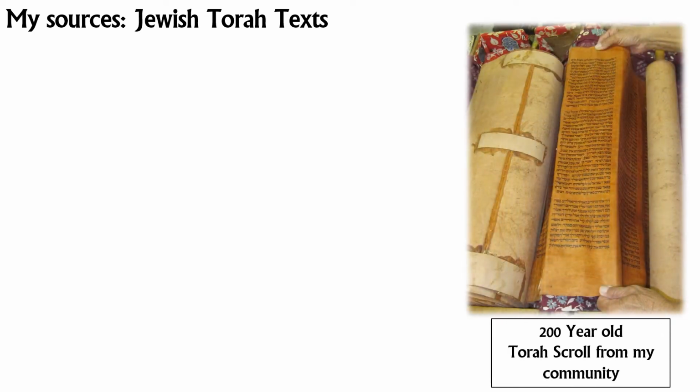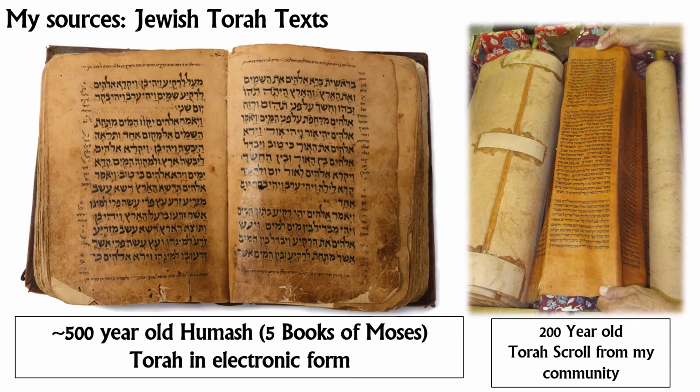One of those sources is that in my community, we have a 200-year-old Torah scroll from Yemen. It was brought by the rabbi who used to be part of the community before he passed away a few years ago. He lived until about the age of 94, but he had brought this Torah scroll with him, and it's still in my community. So basically, I have access to this text that we use.